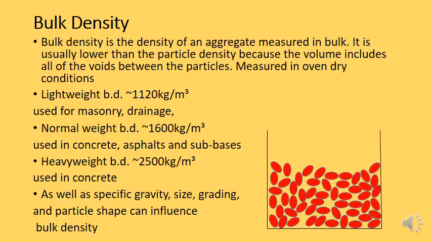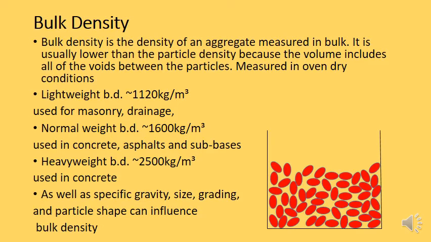So let's now talk about bulk density. We've already talked about density, and with Archimedes, density is the density of an aggregate measured in bulk. Before, we were talking about the specific gravity of particles within an aggregate, and how often an aggregate will have a specific gravity of anywhere between 2.5 to 3. But when it's in bulk, you are measuring the density of the entire volume that the aggregate fills up.